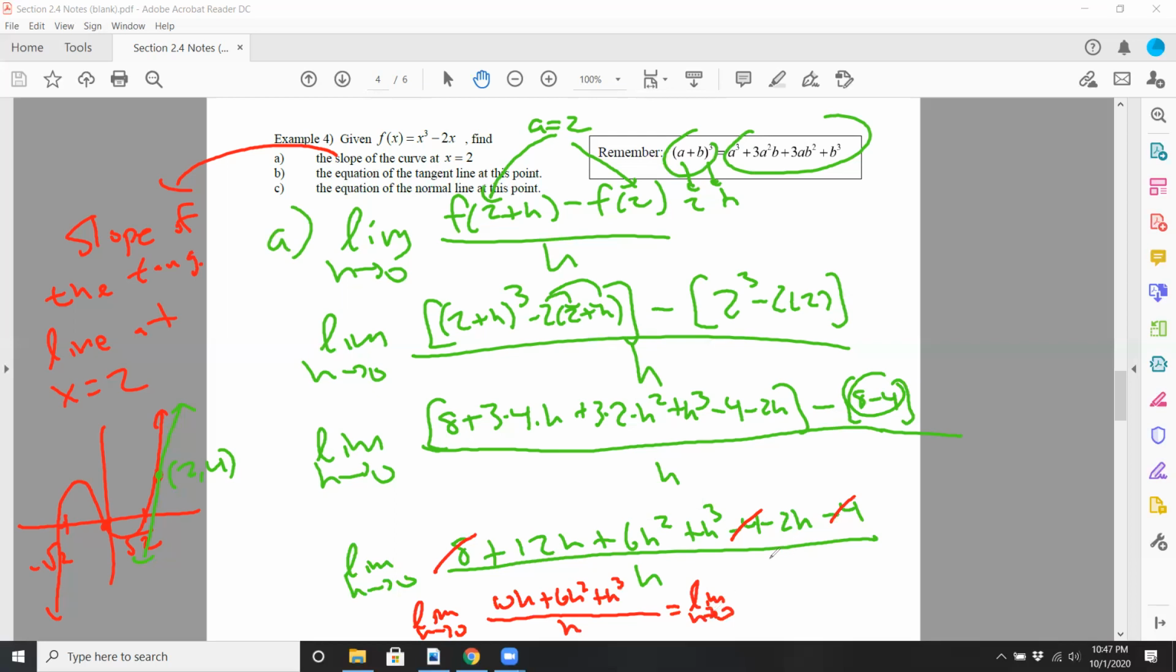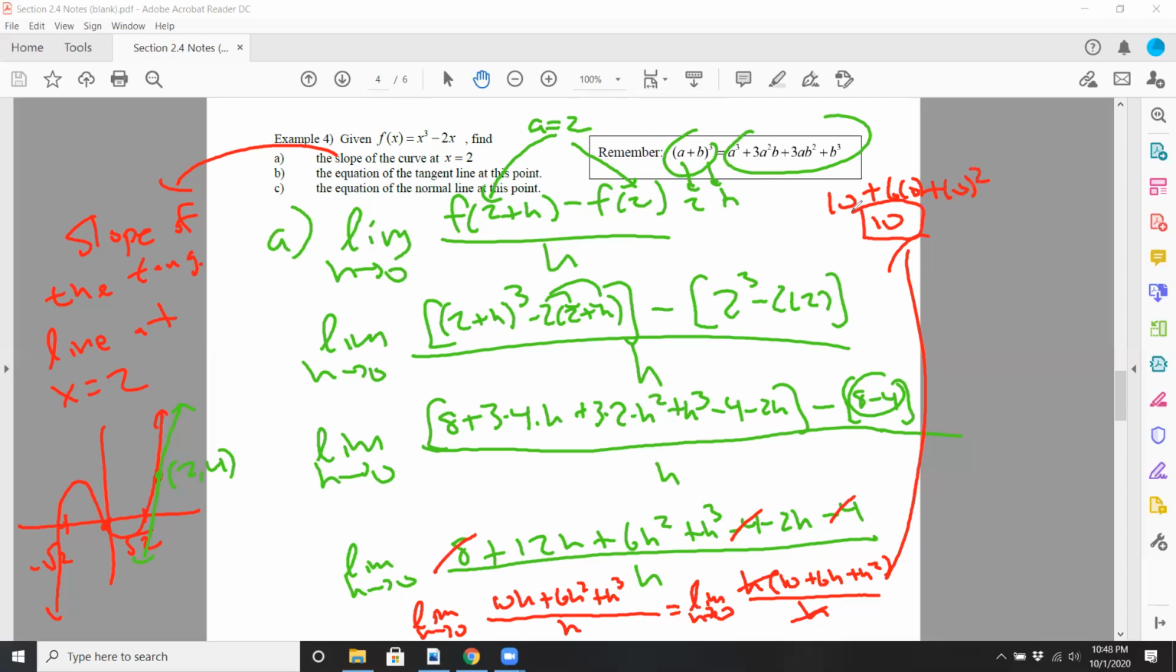As h approaches 0, factor out an h. Those cancel. And then you can plug in 0 for h. And if you do that, you should get 10 plus 6 times 0 plus 0 squared. And of course, the answer is just 10 straight up. So that's going to be the slope of our tangent line. It's going to be 10. And so it makes sense graphically because it does look pretty steep there.